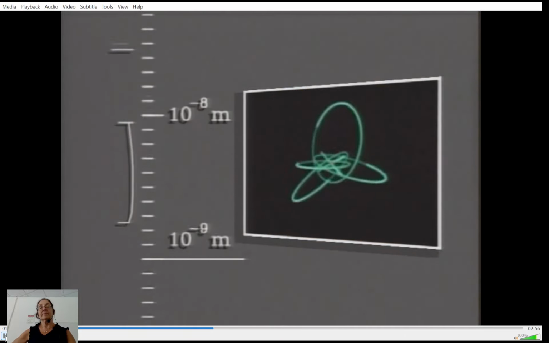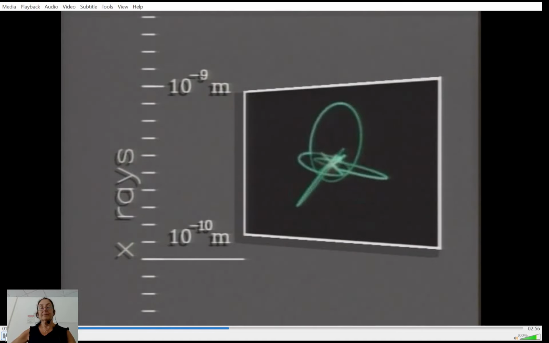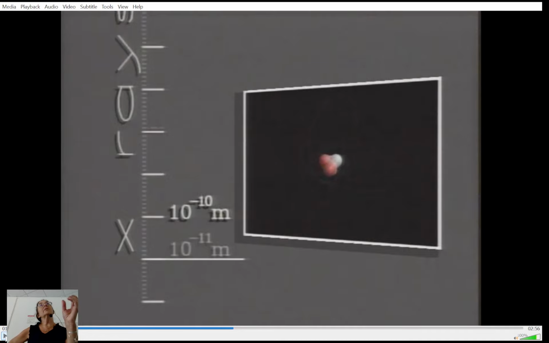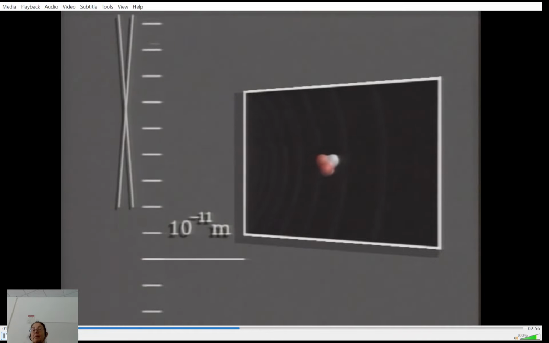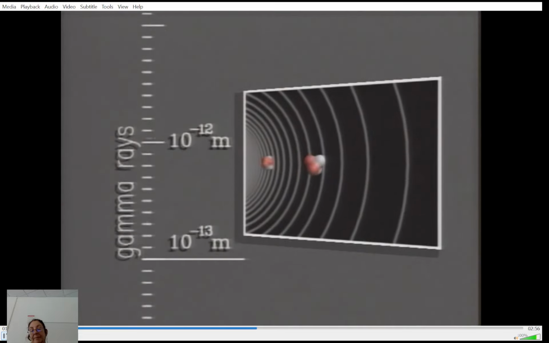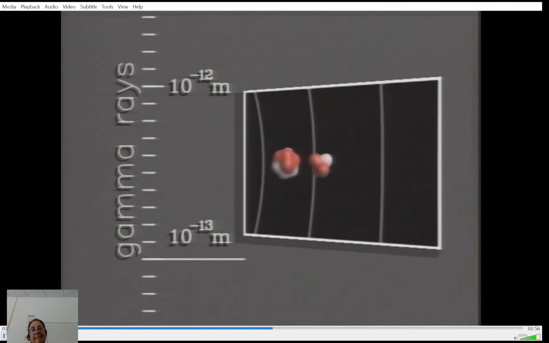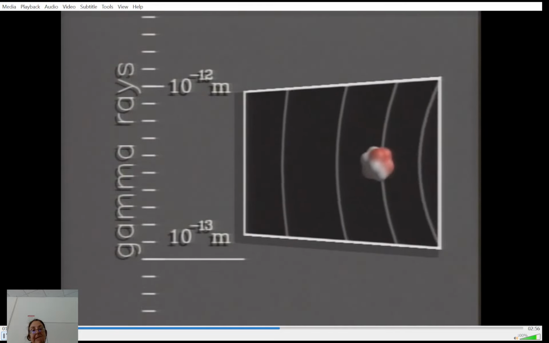Shorter still are X-rays, with wavelengths the size of atoms. So the size of the atom, that means X-rays can be stopped if you have a big nucleus, like the calcium nucleus, right? So that's why you can see a shadow of your bones. And finally, gamma rays, with the shortest wavelengths of all. Gamma rays, with wavelengths as tiny as the atomic nucleus itself, are created by nuclear reactions.